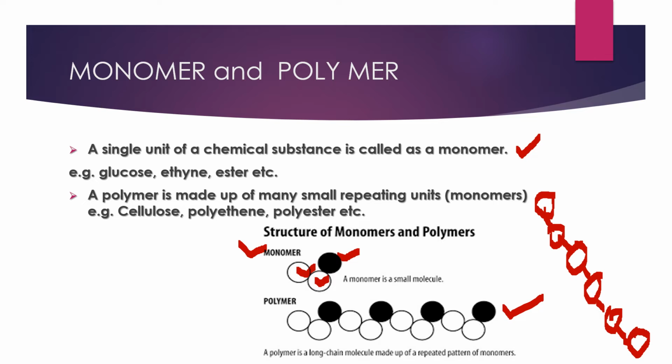This is how polymers are made, and most of the synthetic fabrics or fibers are made as polymers of single units called monomers. What are the examples of monomers? Some are glucose, ethene, ester, etc. A polymer of the same will be cellulose, polythene and polyester respectively. The polymer of the same monomer is written down. These are examples. This is how you differentiate between a monomer and a polymer.